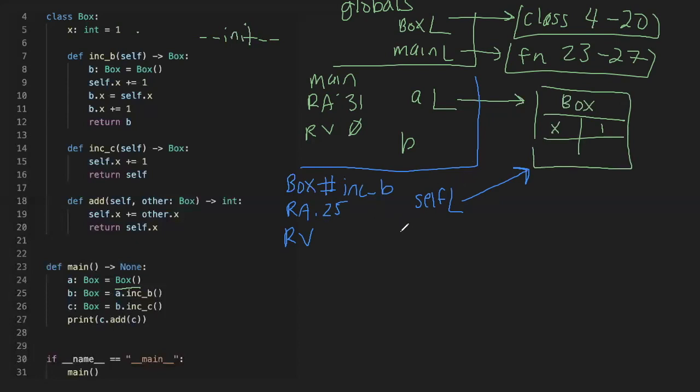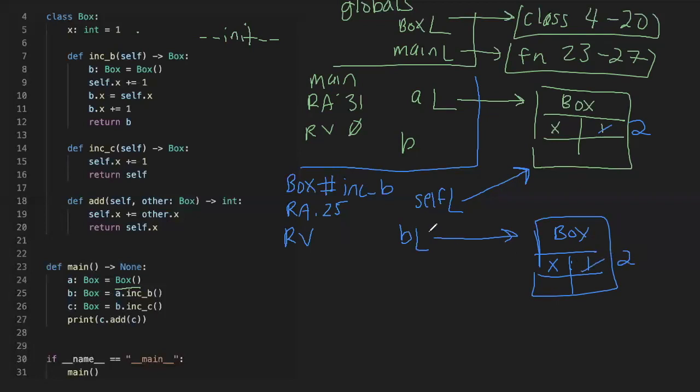Okay, so then on line 8, we set up a new Box, b, which points to a box on our heap. It also starts out as 1. Okay, and then on line 9, we say self.x plus equals 1. So we're going to follow the self arrow and update x here to be 2. And then on line 10, we say b.x is equal to self.x. So we're going to update this to be 2.